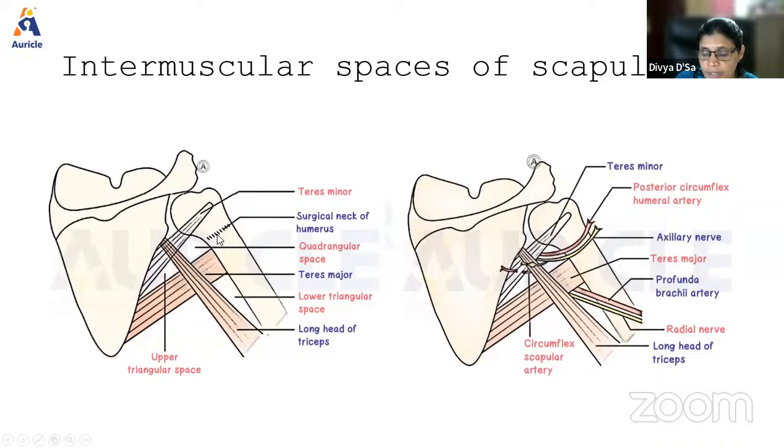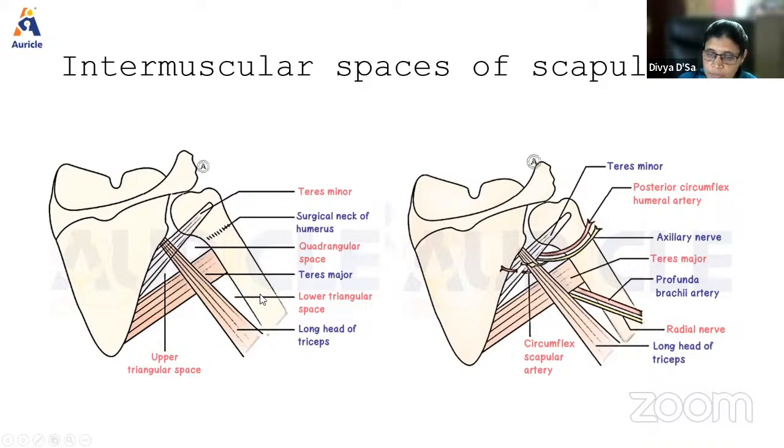Whatever structures are around the surgical neck, that is the axillary nerve and the posterior circumflex humeral vessels. Okay. So that will be there. Then the lower triangular space. Lower triangular space, here the base is formed by the lower border of teres major, laterally by the shaft of the humerus, medially by the long head of triceps. Okay. So in this space, we will see the radial groove.